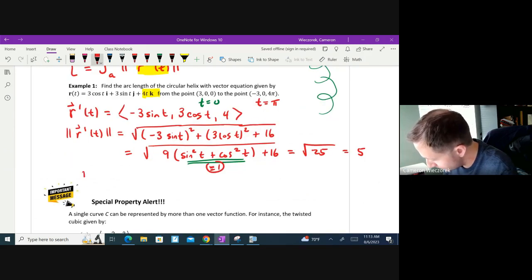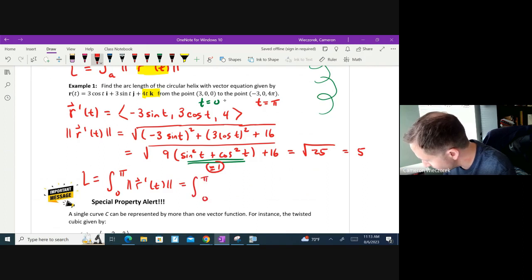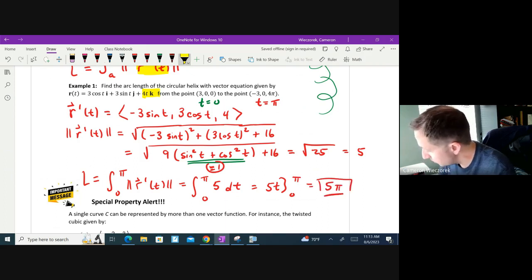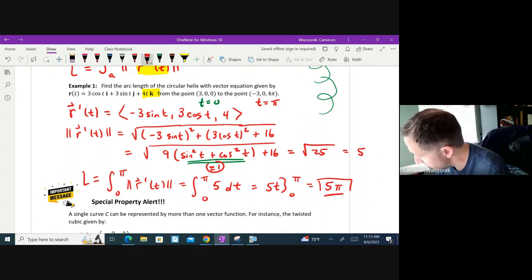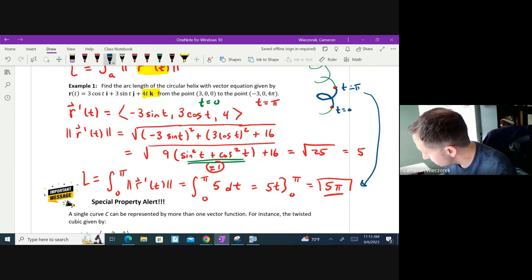So to get the arc length, I'm taking the integral from 0 to π of the magnitude of r prime of t, which we just calculated to be 5. Okay. So this would be 5t evaluated from 0 to π, which is 5π. So that's the length. I don't know if this is exactly where they're at on the curve, but maybe it starts here and ends here. What we just found is the length of the path from t equals 0 to t equals π. The length of that blue piece ends up being 5π. Okay. Just to give you an idea.